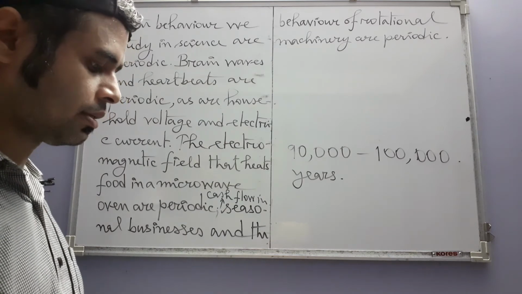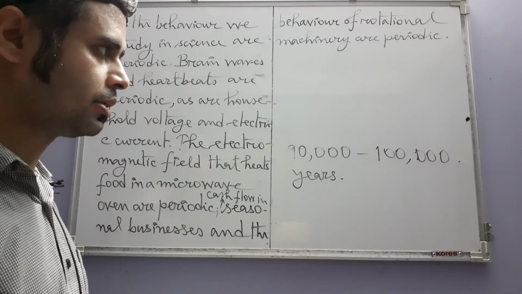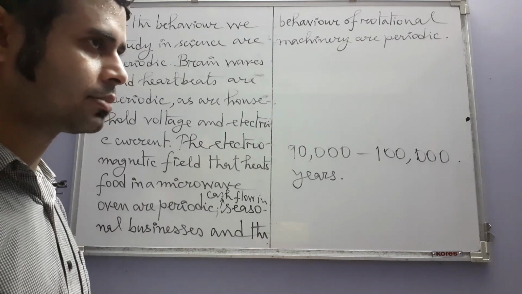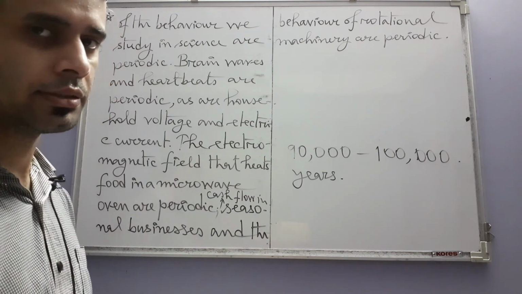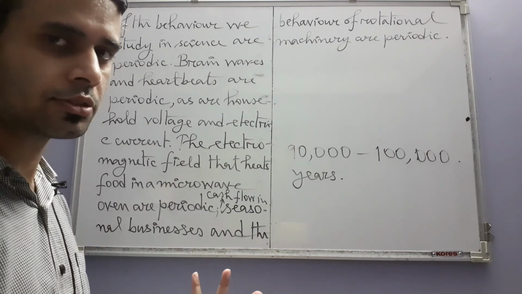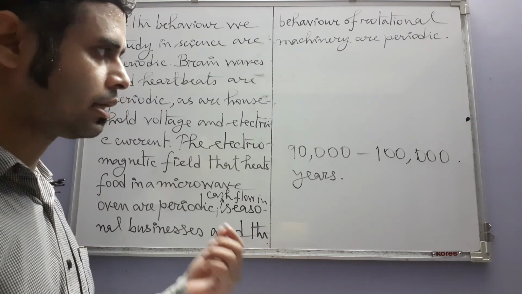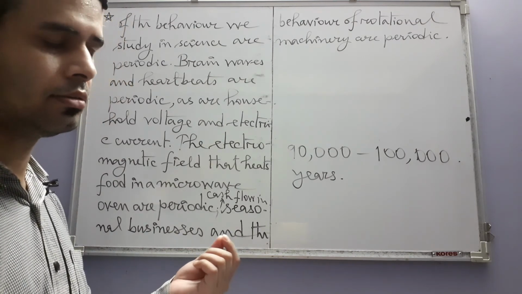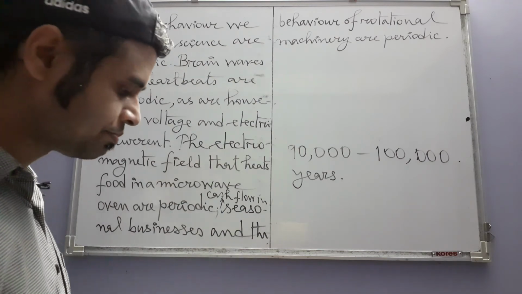And in fact, the atoms and molecules are vibrating. Even in a solid, atoms are never at rest. There is a minimum amount of vibration. Those things are also periodic. In fact, based on atomic vibrations, we have atomic clocks, which are extremely accurate.